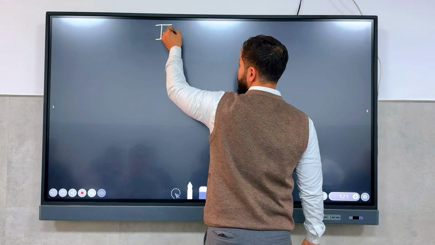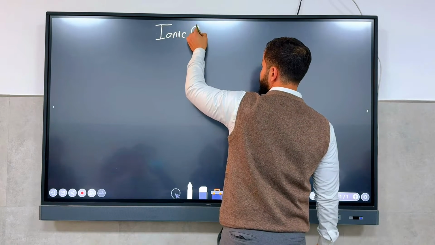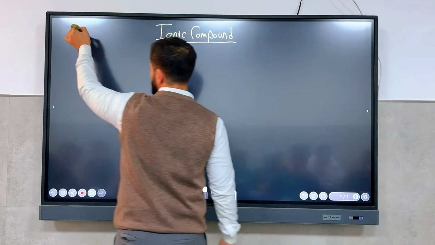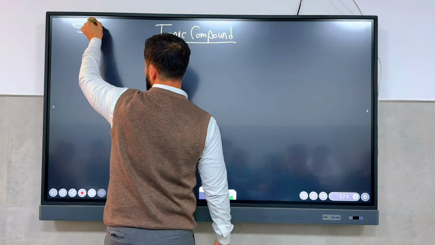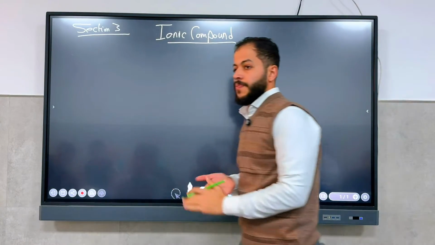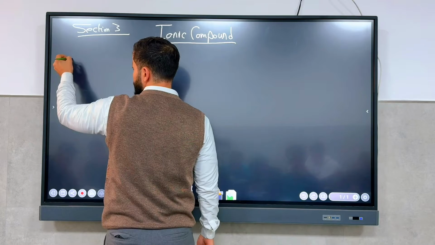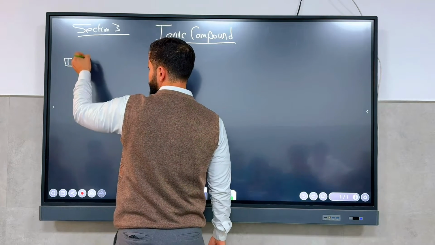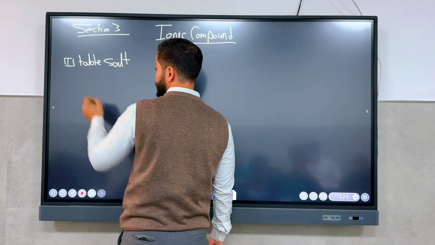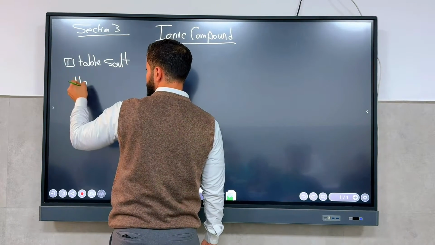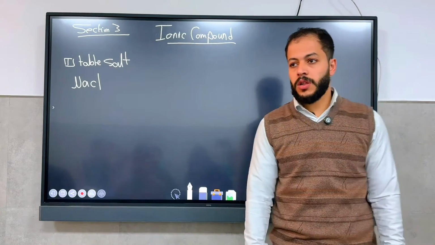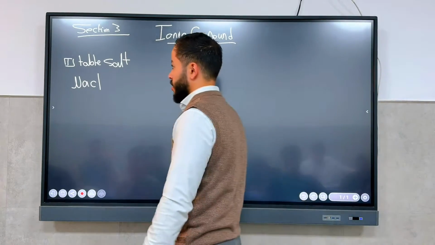Ionic compound. This is section 3, Chapter 6. Okay. The first example is the table salt, right? What is the chemical name for it? NaCl. This is a symbol. What is the chemical name? Sodium chloride. Sodium chloride. Okay?